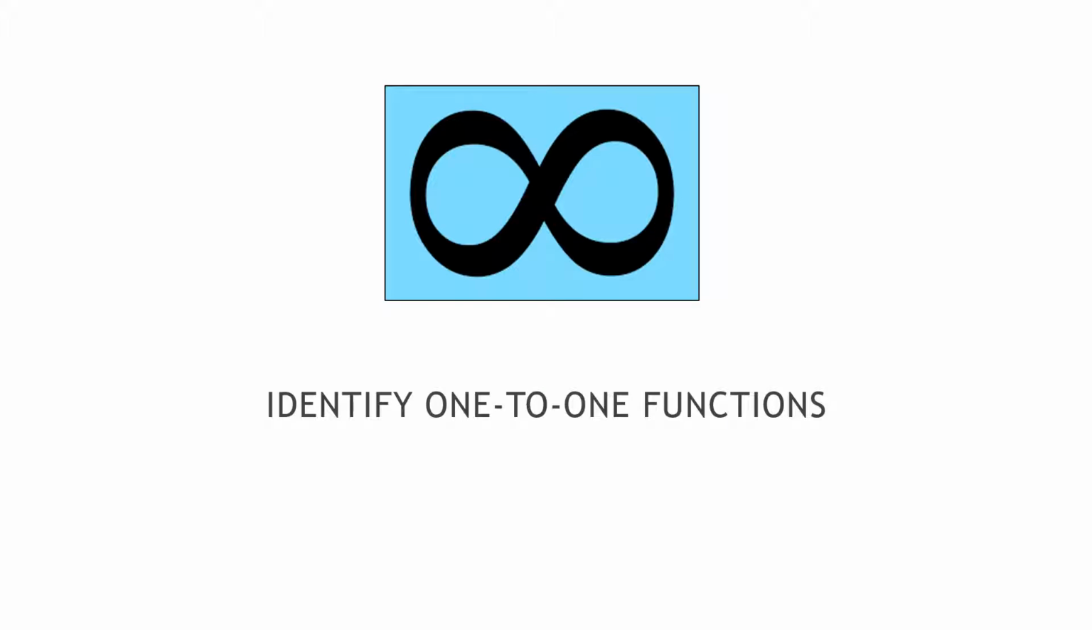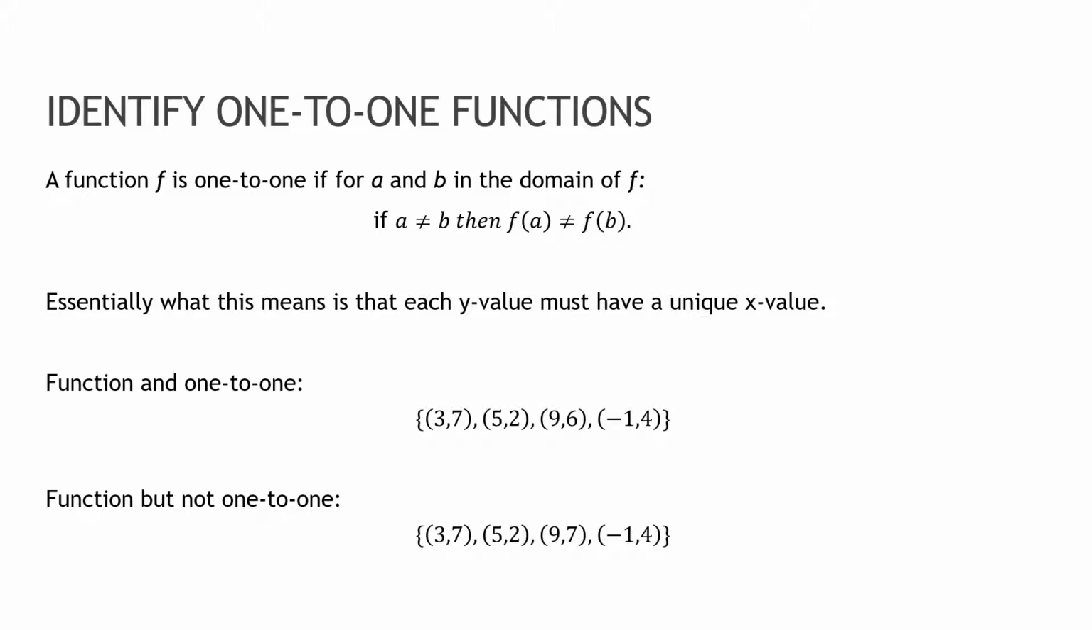In this video, we will identify one-to-one functions. If you'll recall previously, we learned whether or not a relation was a function by saying every x had to have only one y. So if I had 2 that mapped to 3 and 2 that mapped to 4, this was not a function because 2 maps to 2 different y values.